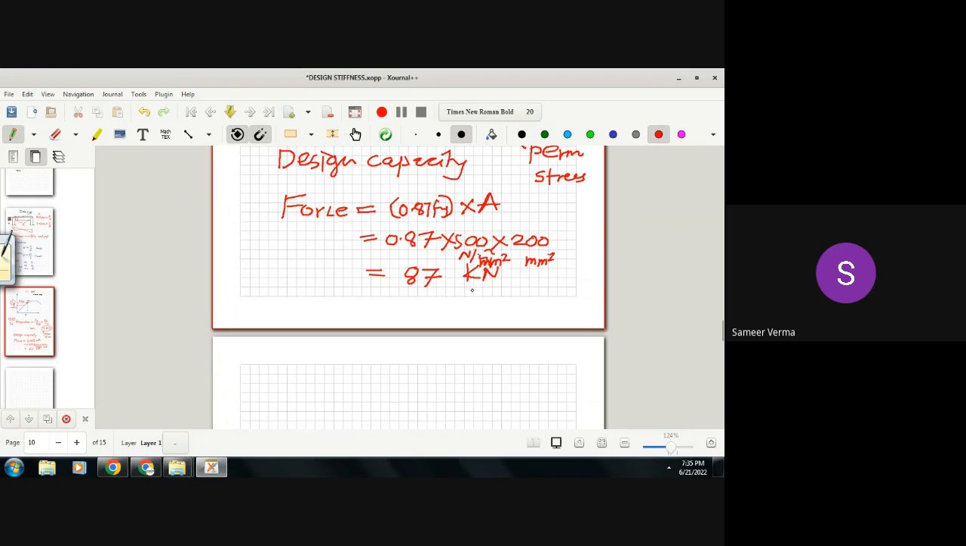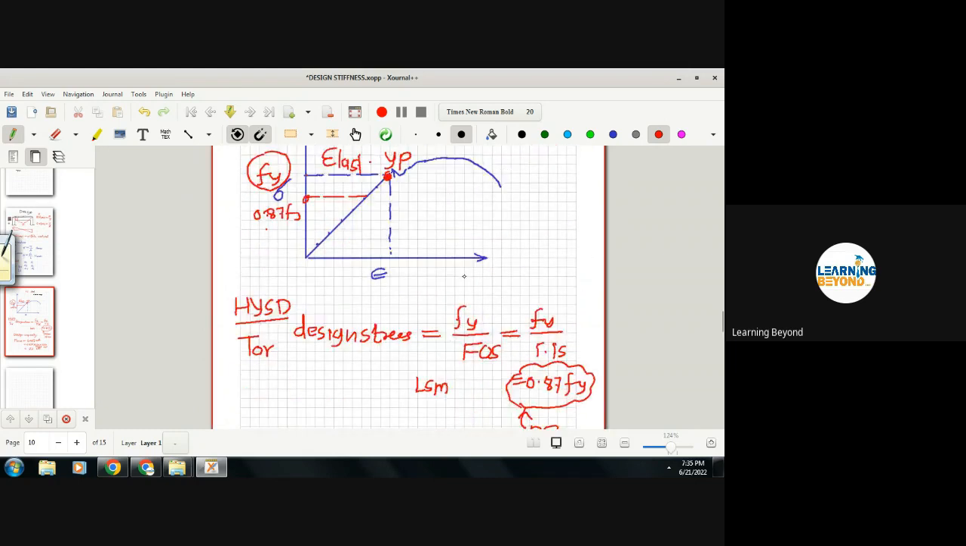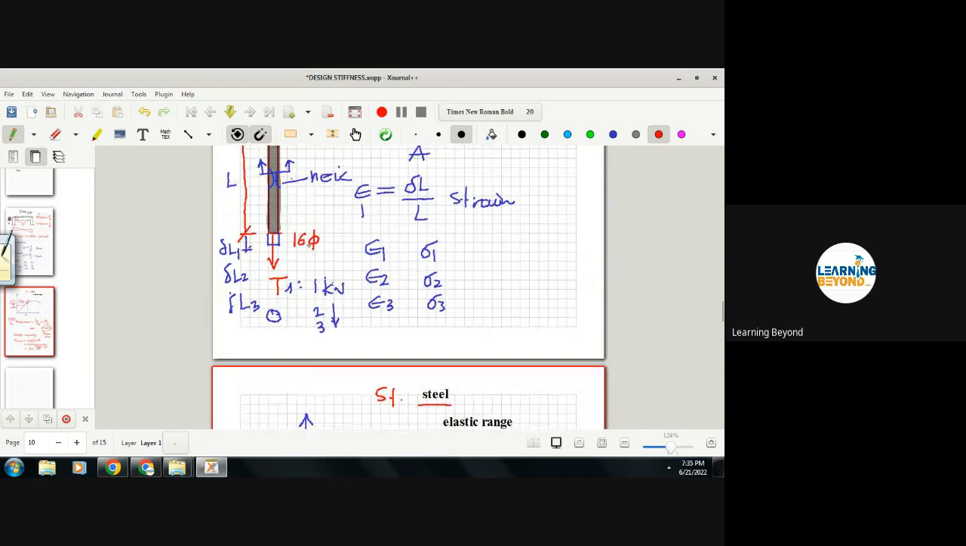Confusion is cleared. So mm square will cancel and the number will come in Newton, and then you divide by 1000. So it will be 87 kilonewton. So if you know the diameter, you can understand what the capacity will be. Or if you know the force, then you can design the rod.